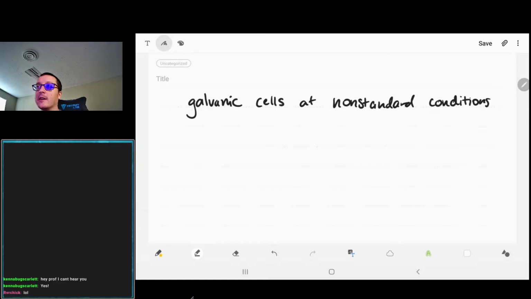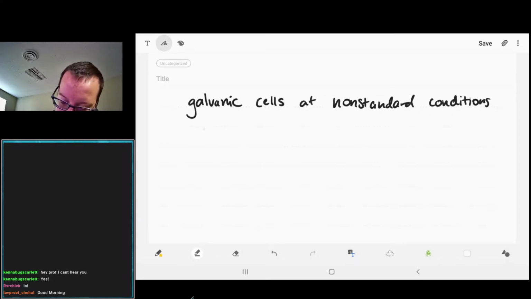Today, we're going to continue talking about galvanic cells, the super exciting batteries, and all that good stuff. But today we're going to finally talk about them under non-standard conditions. So we're not going to have our 1 molar anymore. Typically, we're still going to be at 25 degrees Celsius, but technically we don't have to be.